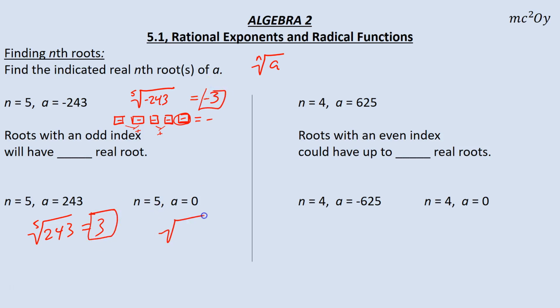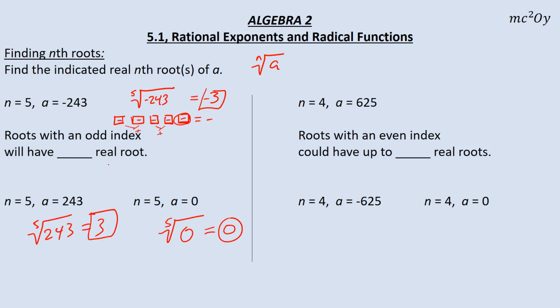Or the fifth root of 0. So what number times itself 5 times makes 0? Well, it's 0. In fact, any root of 0 is 0. All right, let's move over to this side and we'll come back and answer the question about the real type of roots.